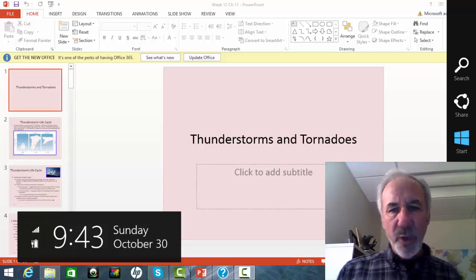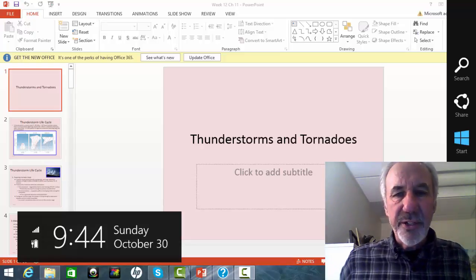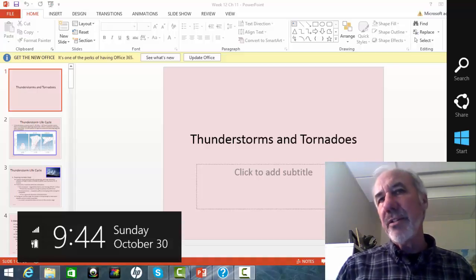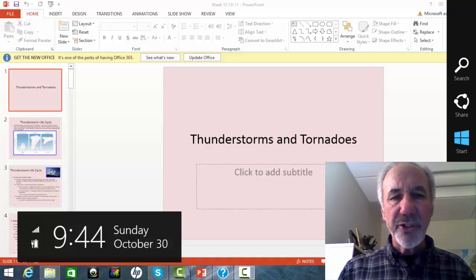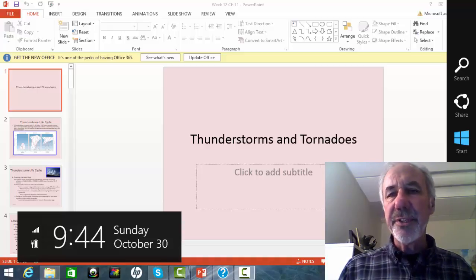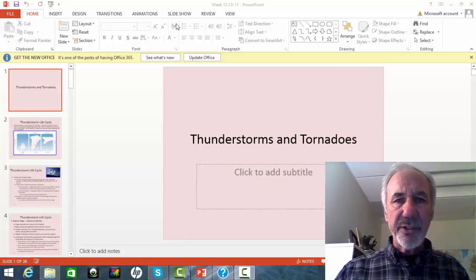Hello, Geography 212 class. Today we're going to take a look at Chapter 11, which is about severe weather, thunderstorms, and tornadoes. I'm going to divide it into two sections because there's a lot of material here. So the first section will be thunderstorms, and then the second section's going to be tornadoes.